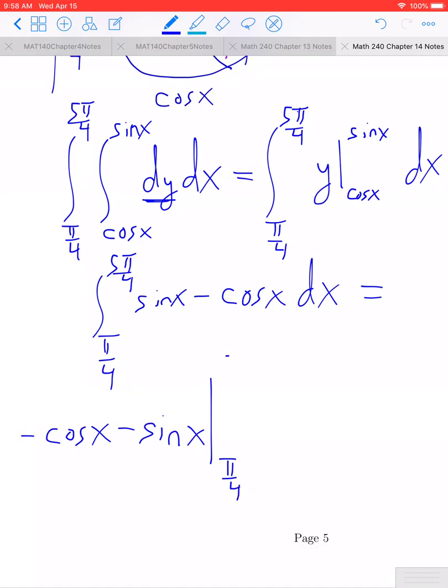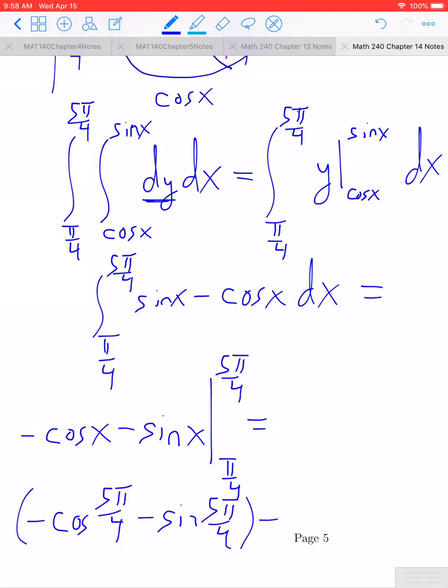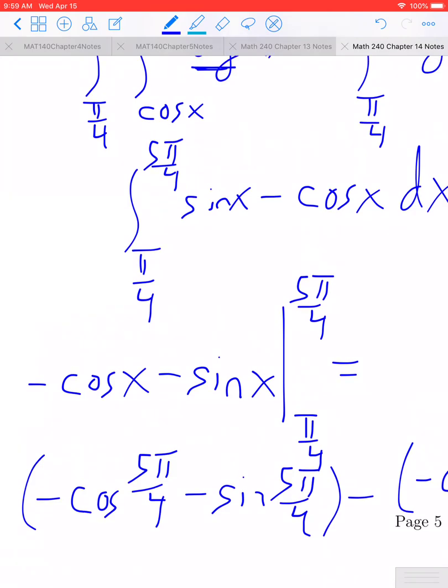and this has to be evaluated from pi over 4 to 5 pi over 4. We would insert the upper limit of integration. It's the negative cosine of 5 pi over 4 minus the sine of 5 pi over 4. Subtract the negative cosine pi over 4 minus the sine of pi over 4. Let's see if we can go ahead and work those out.